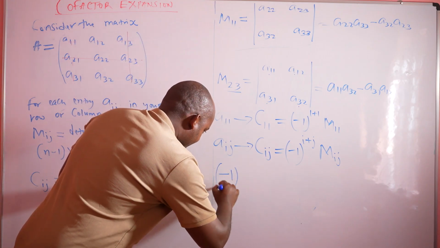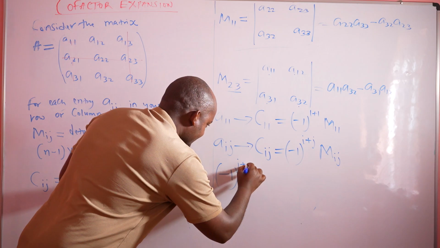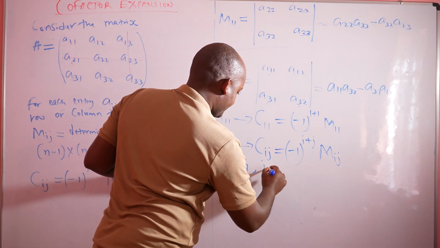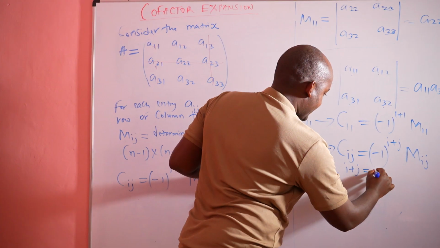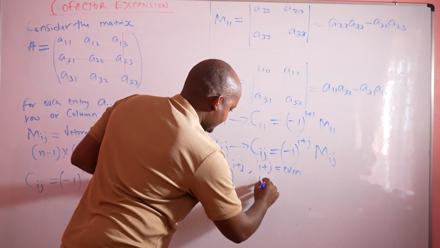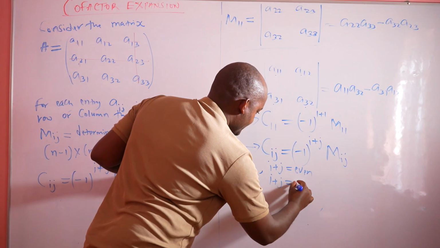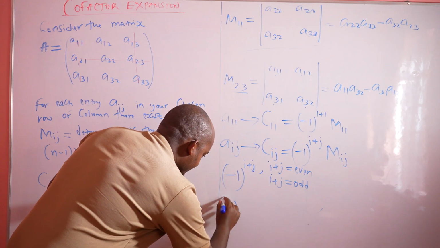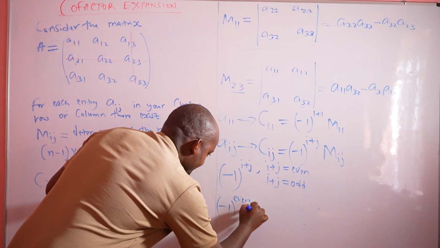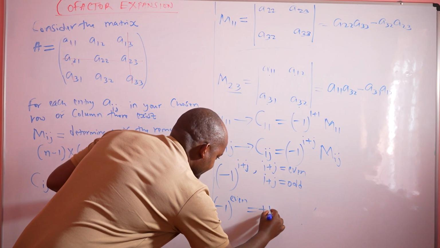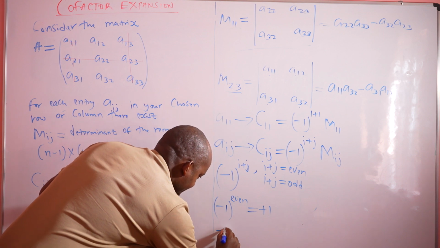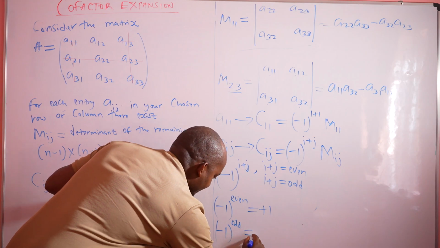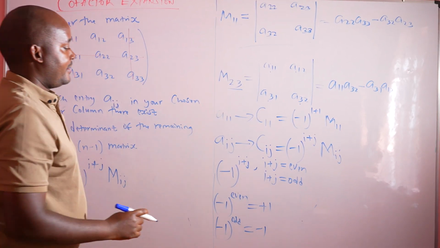So there are two things that are going to happen in -1 raised to the power of i plus j. This i plus j could be an even number, but it could also be an odd number. Should you raise -1 to an even number, the outcome will be +1. And should you raise -1 to an odd number, the outcome will be negative.